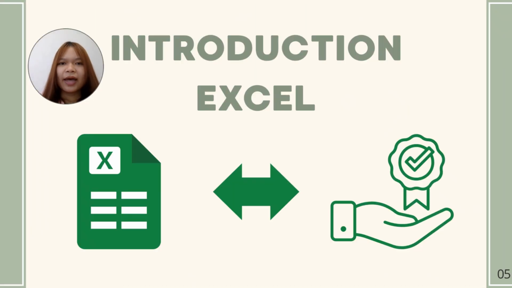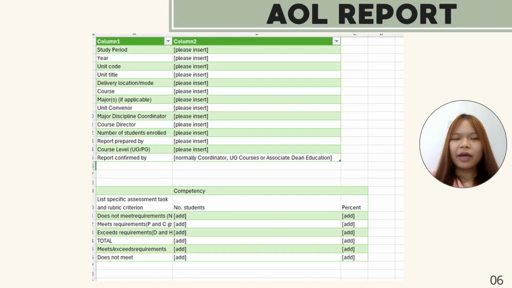Now, I will show you how I improve the AOL process in Excel. These steps are what we can do faster. The AOL report file stores performance data for each unit. We need to convert the Word file to Excel.